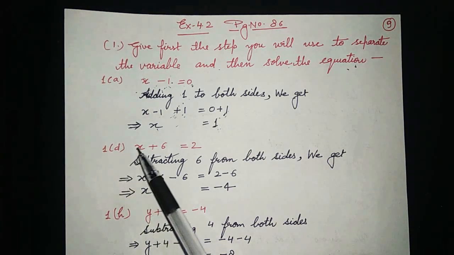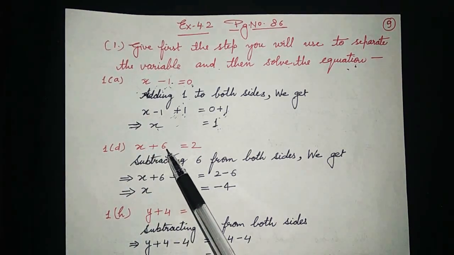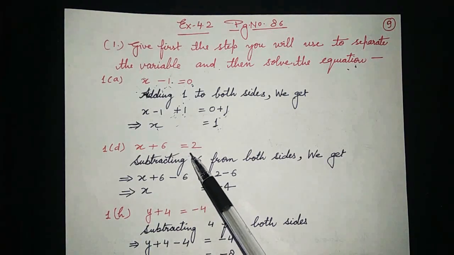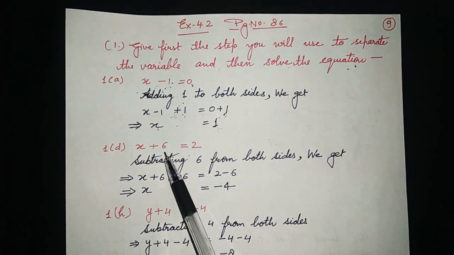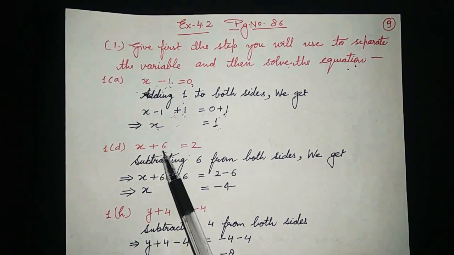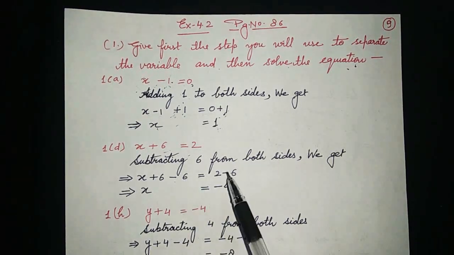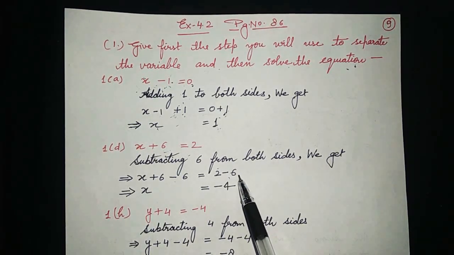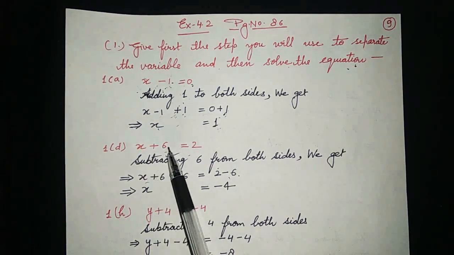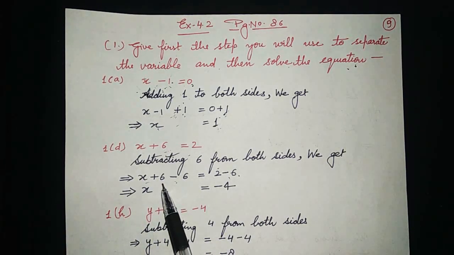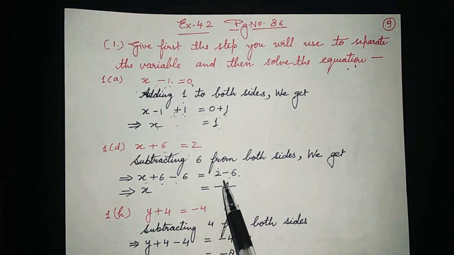Now I will explain to you the D part of question number 1. D part is x plus 6 is equal to 2. In this question, after x, what do you see? Here you see plus 6. So what will we do in this question? We will subtract 6 from both the sides. So you can see here what I have done. x plus 6 I have written as it is, and 2 also I have written.